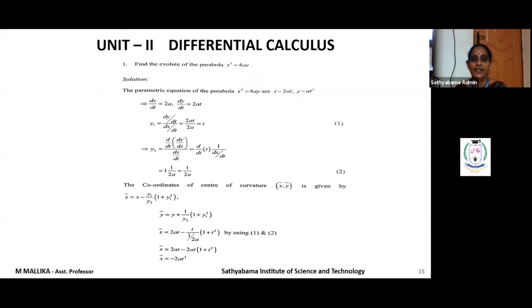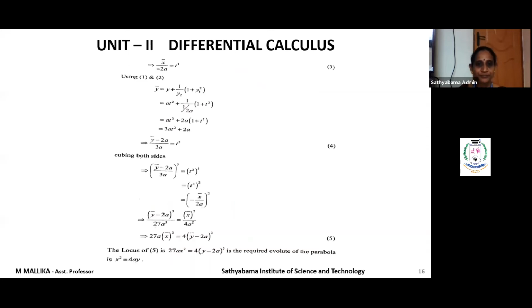So what is x bar? x minus y1 by y2 into 1 plus y1 square. y bar is y plus 1 by y2 into 1 plus y1 square. So substitute y1 value and y2 value. And when you substitute everything, you will be getting x bar as minus 2at cube. From this, what will you get? t cube as x bar by minus 2a. Okay. So I found the parameter in terms of x bar.